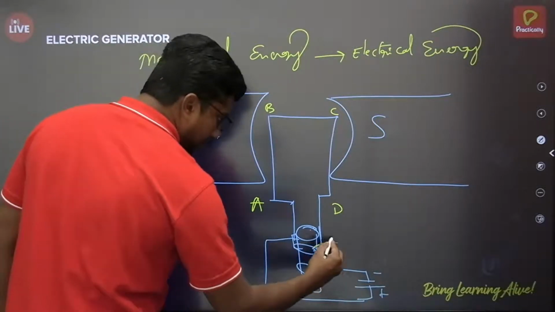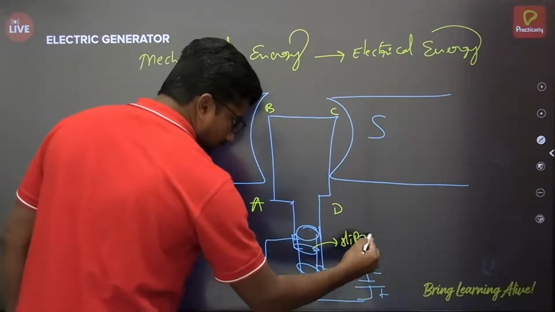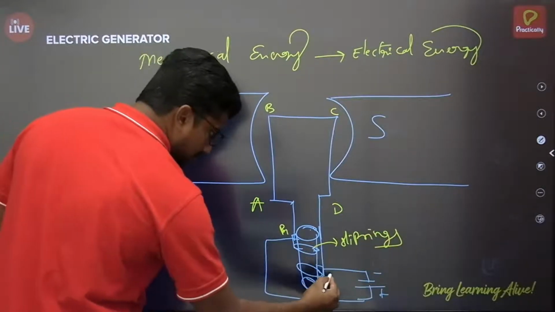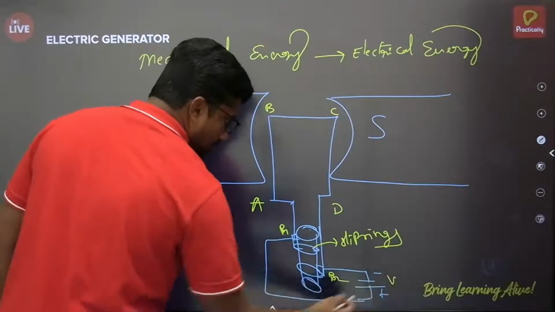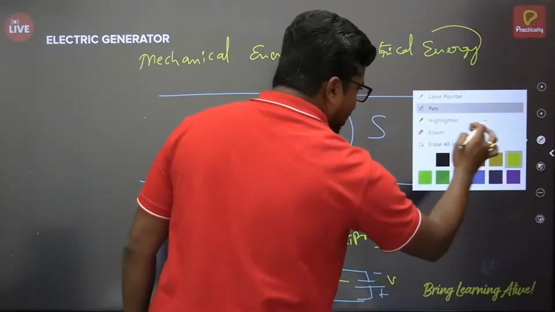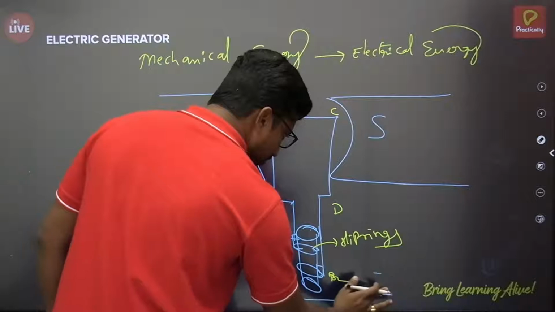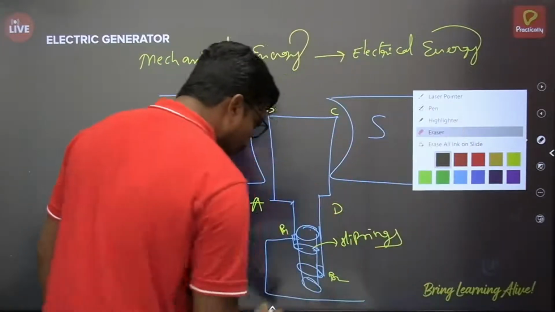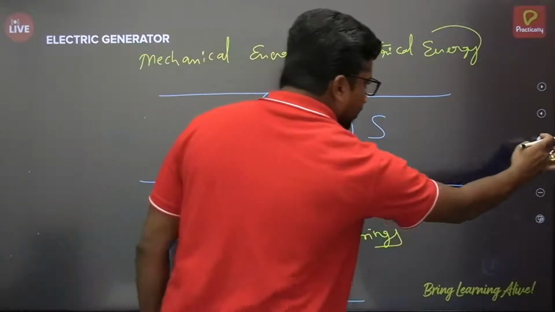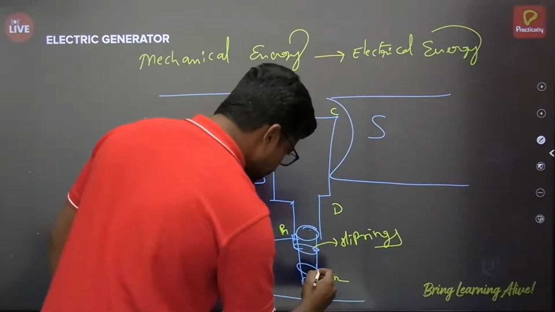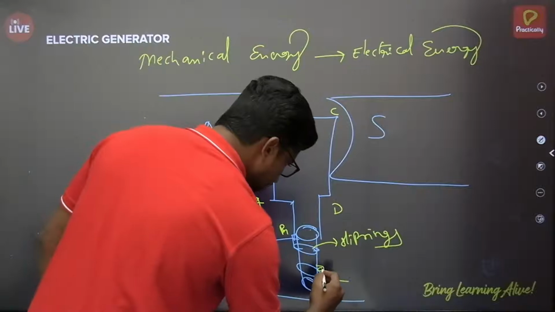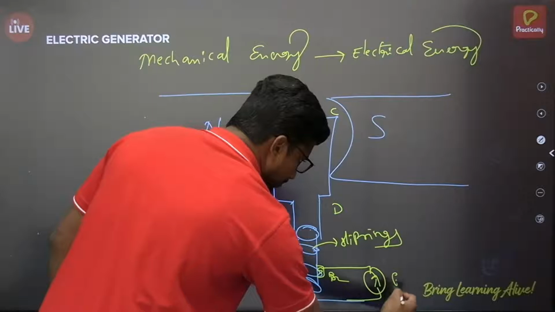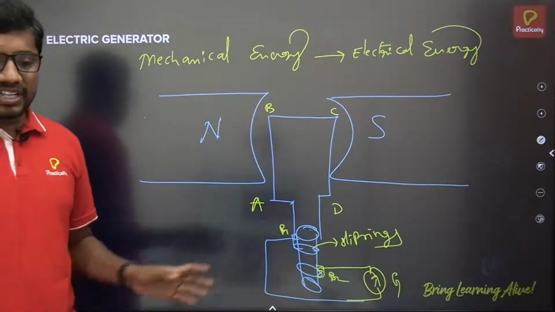These are slip rings. Here brushes B1, B2, carbon brushes. Sorry, no voltage source here. To indicate what current flows, you can just take a galvanometer. So it's a very simple arrangement.